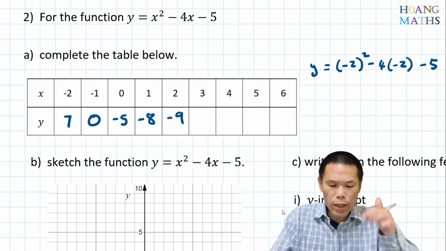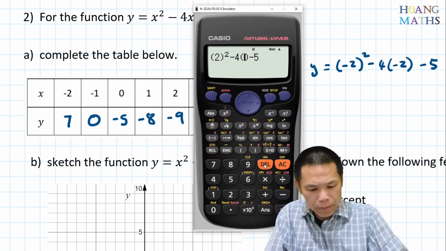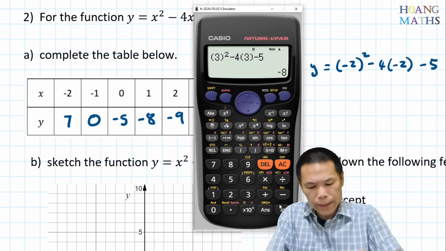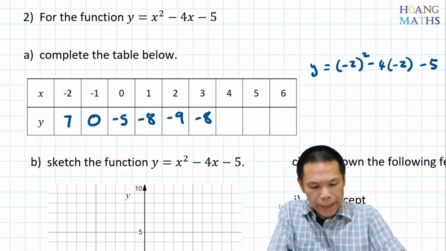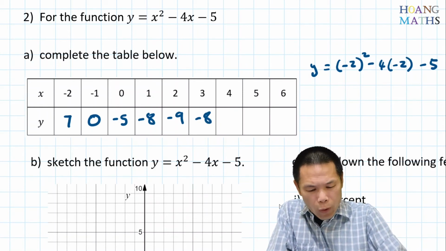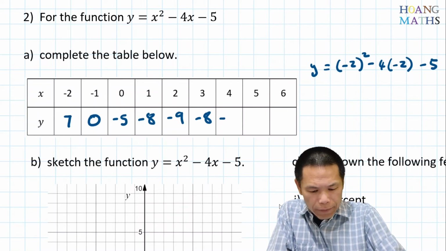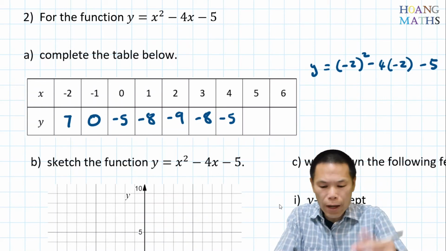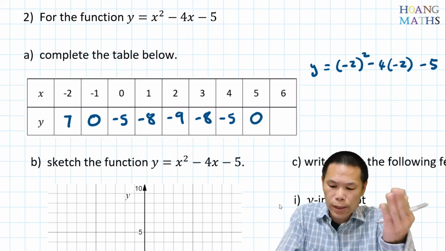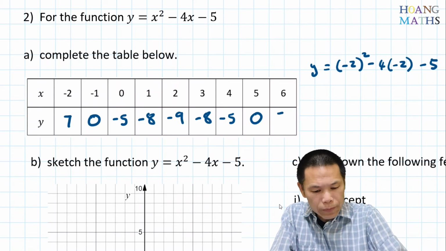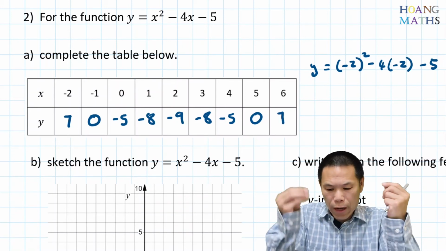And when x is 3, the answer is negative 8. And you get the idea. So when x is 4, you put it in the calculator, you get negative 5. So when x equals 5, you put it in the calculator, you get 0. And when x equals 6, we get 7. There you go. So now let's do part B.